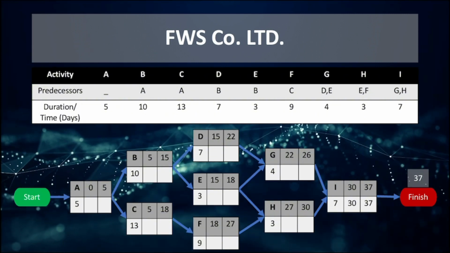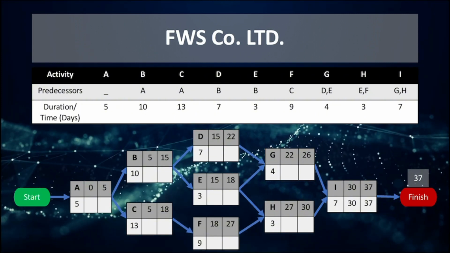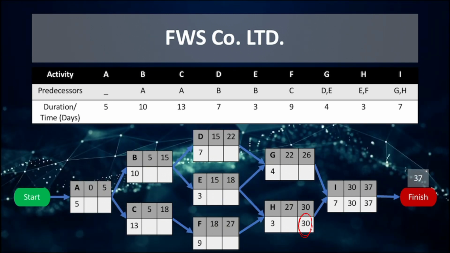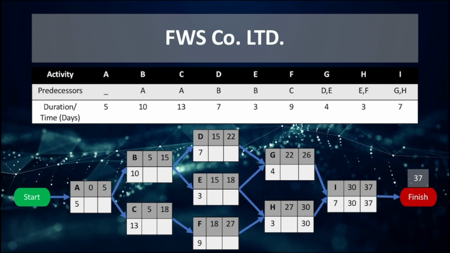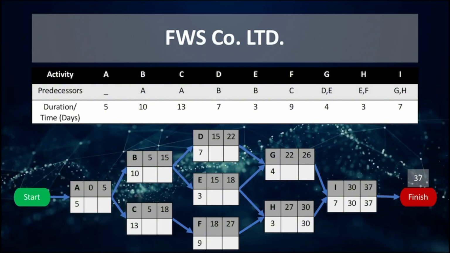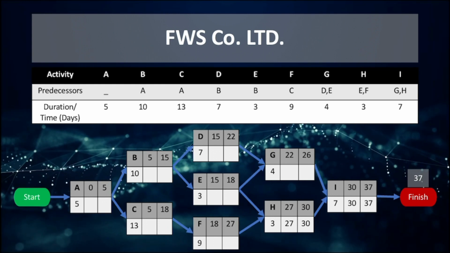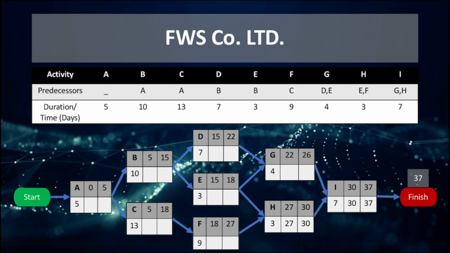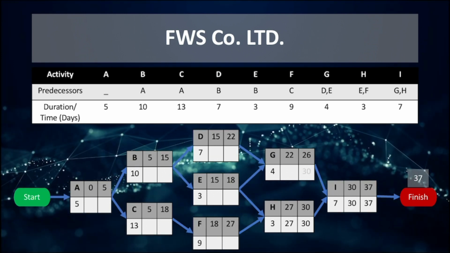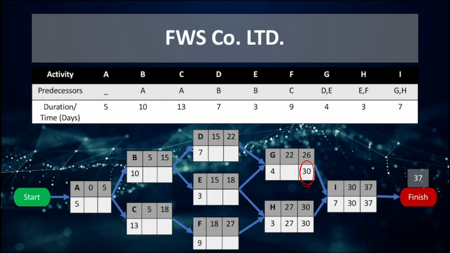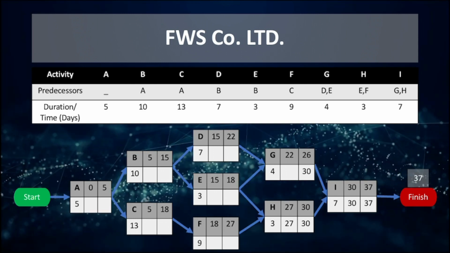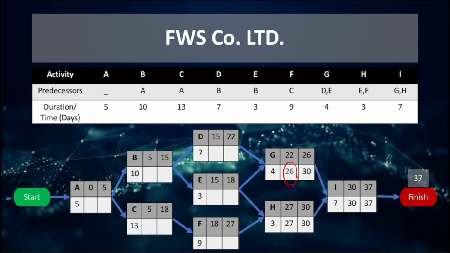H has only one successor, I. The latest finish time for H is the latest start time of I, which is 30. And the latest start time of H would be 30 subtracted by the activity time of 3, which is equal to 27. G has only one successor, I. The latest finish time for G is the latest start time of I, which is 30, and the latest start time of G will be 30 subtracted by the activity time of 4, which is equal to 26.